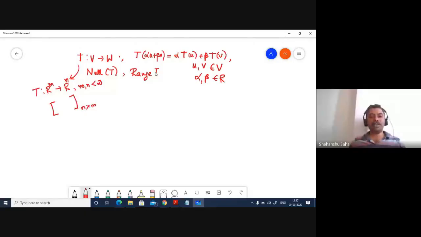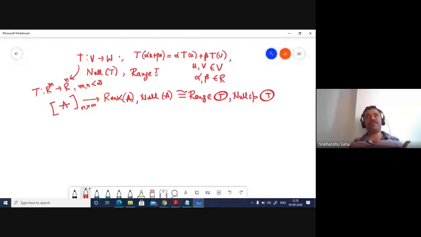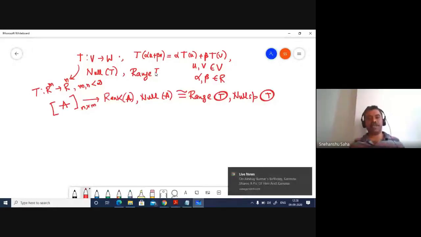And you should be able to compute the rank of such a matrix. So rank of A, and null space of A, which is equivalent to the range of the linear transformation T and the null space of the linear transformation. So this is the equivalence that we have tried so hard, painstakingly, to establish. Okay. And then there are inner products, and then there are eigenvalues and eigenvectors.